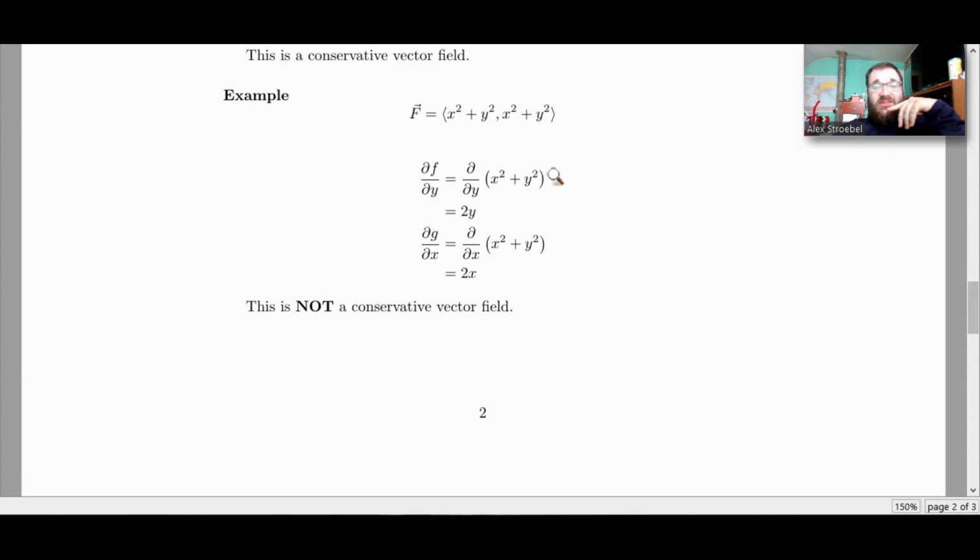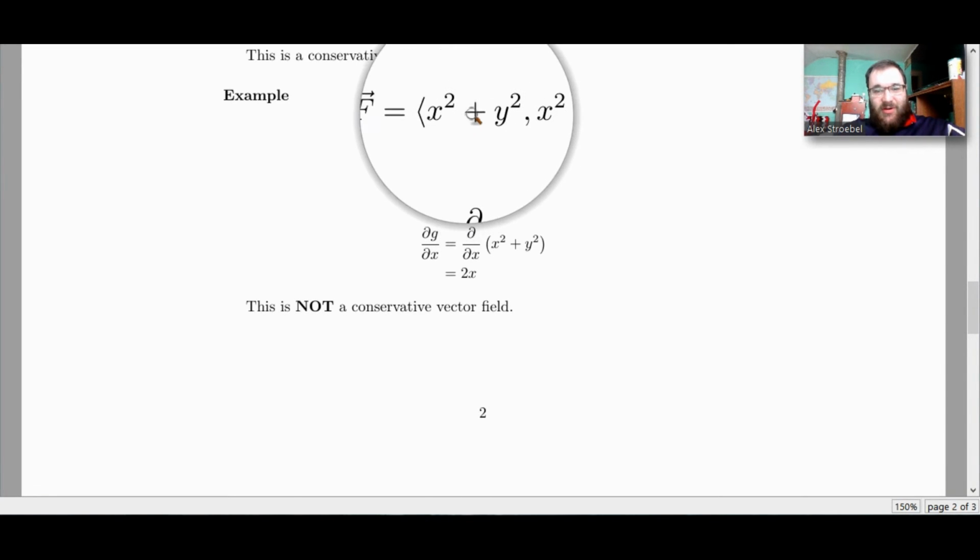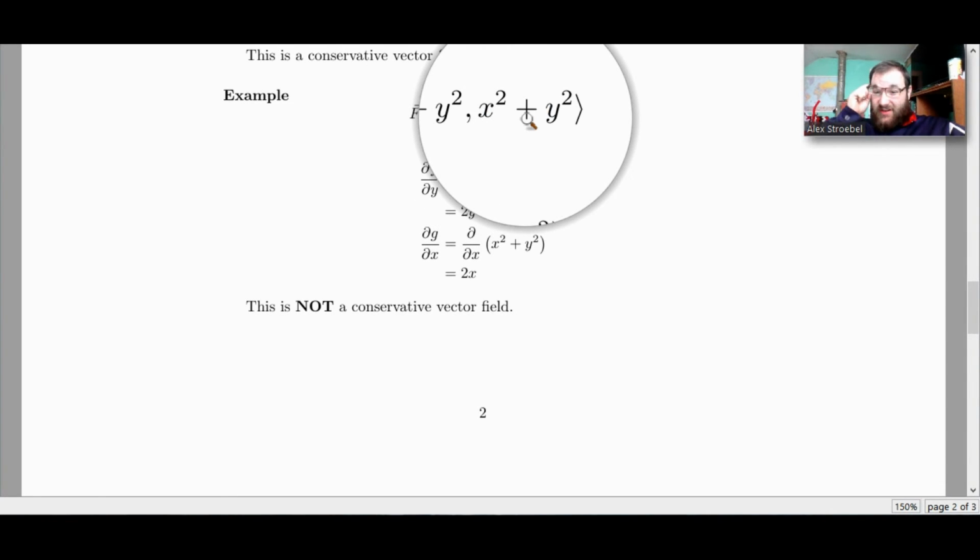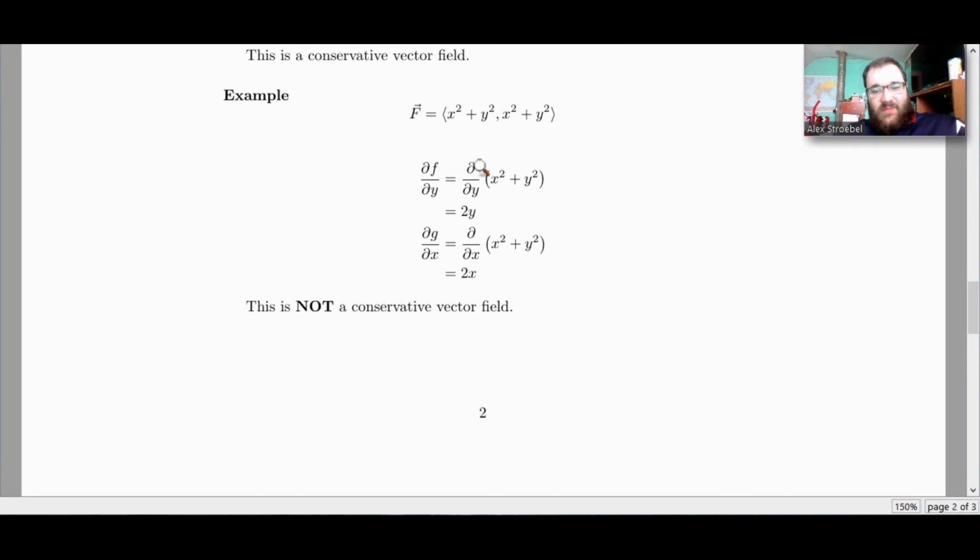So here's another example. This is your vector field. You take the derivative with respect to y of this part. This part, you take the derivative with respect to x. So over here, we get 2y, and that's what I have down there. And over here, you get 2x, which is what I have down here. 2y and 2x is not the same thing, so this is not a conservative vector field.